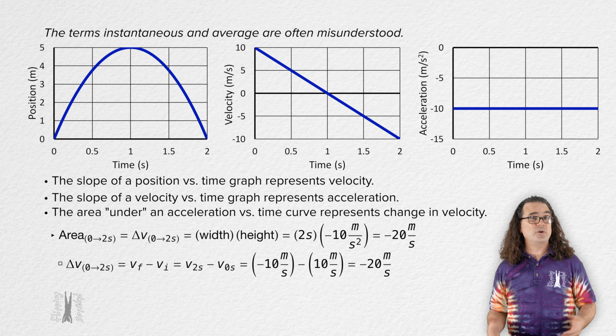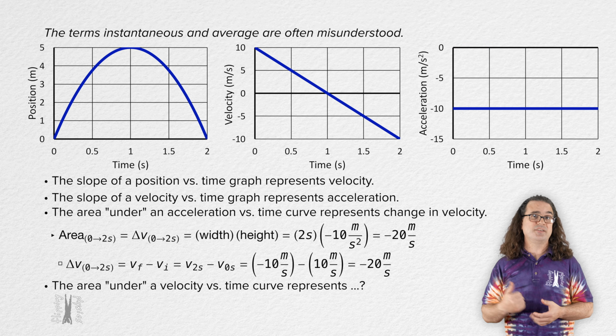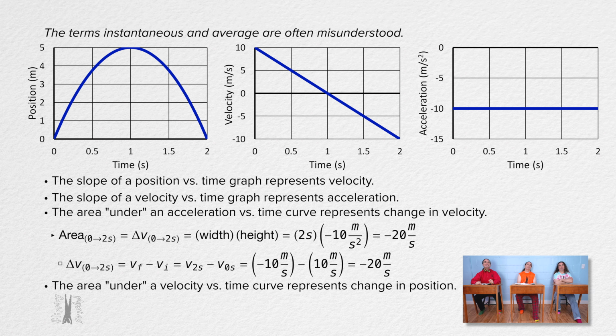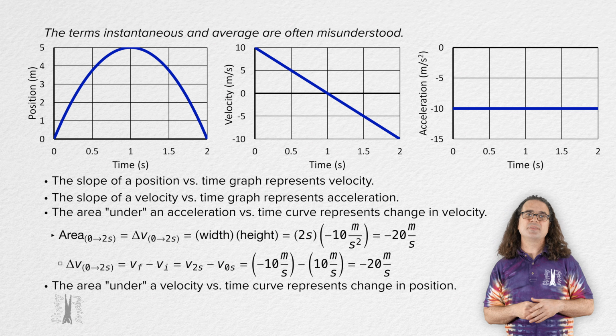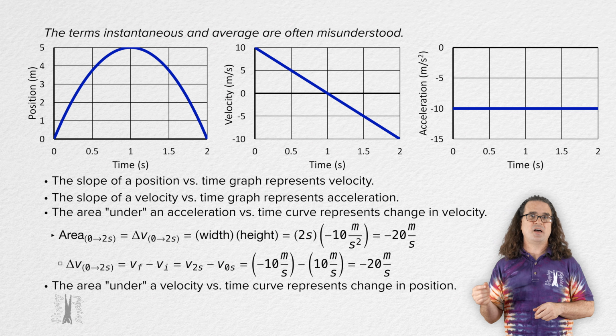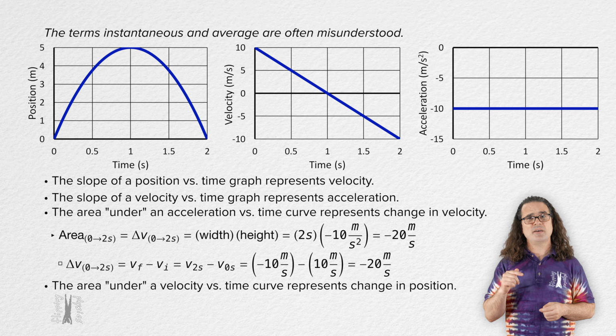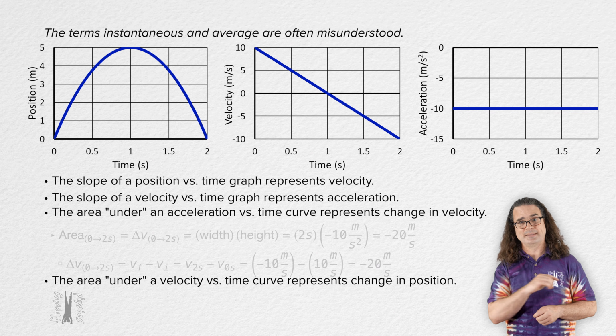And class, what is the area under a velocity versus time curve equal to? Change in position. Displacement. They are the same thing. Yep. Billy, please determine the area under the line at the velocity versus time graph to get the displacement of the object from 0 to 2 seconds.